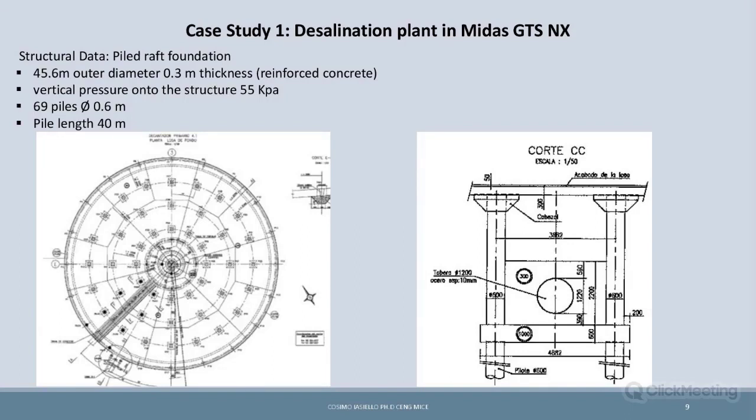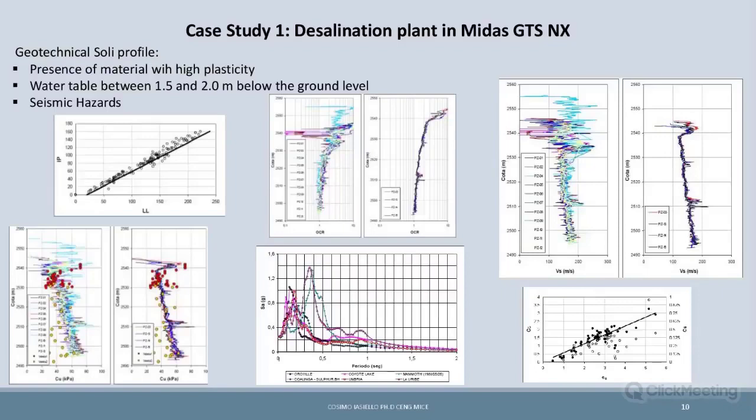Okay, so the structural features are that this is 45.6 meters outer diameter. The slab is 0.3 meters thick. The vertical pressure on the structure is 55 kPa. This is a desalination plant, so the 55 is constant. The evaluation was carried out with 69 piles of 0.6 meters diameter with a length of 40 meters. The geotechnical features are very similar to what you have, unfortunately, in Warsaw or in some parts of Poland.